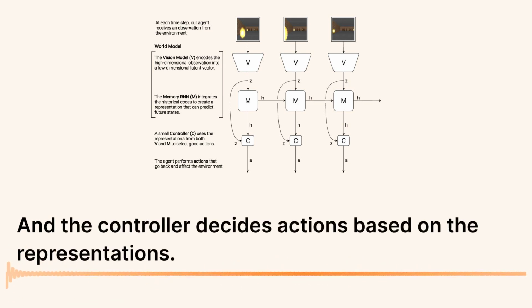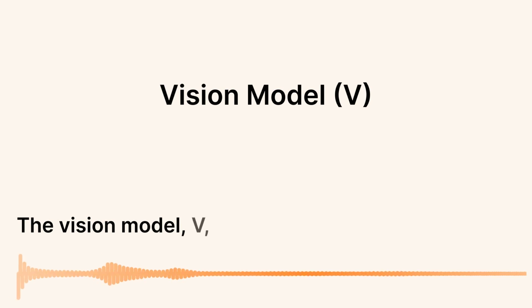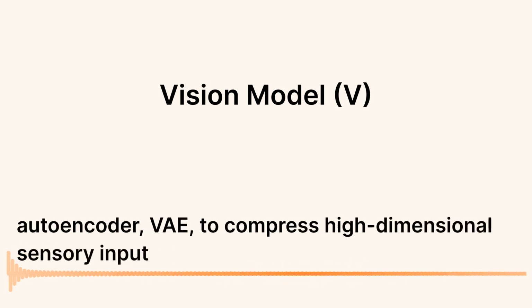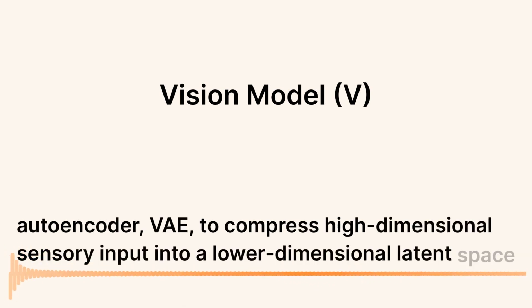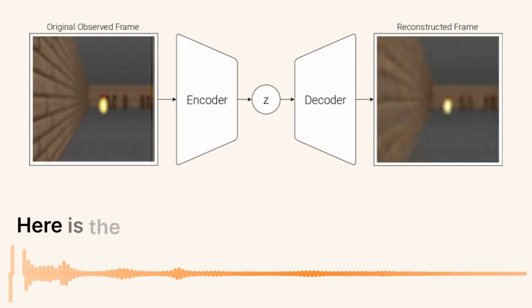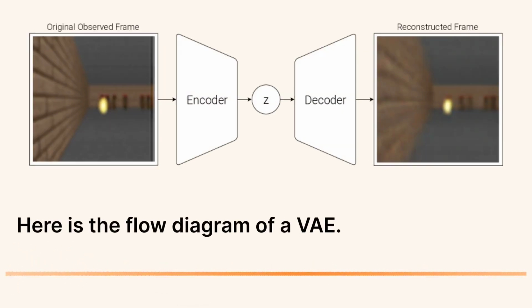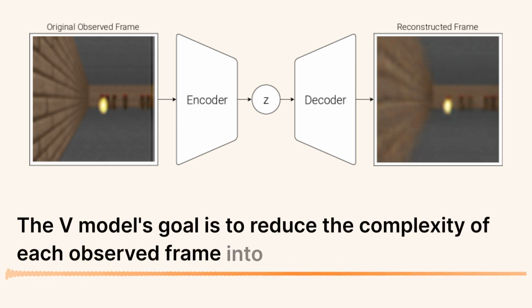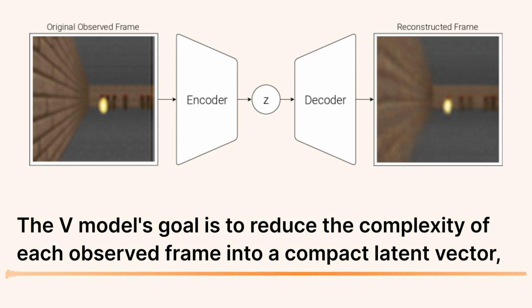on the representations. The vision model, V, uses a variational autoencoder, VAE, to compress high-dimensional sensory input into a lower-dimensional latent space representation, denoted as Z. Here is the flow diagram of a VAE. The V model's goal is to reduce the complexity of each observed frame into a compact latent vector, Z.